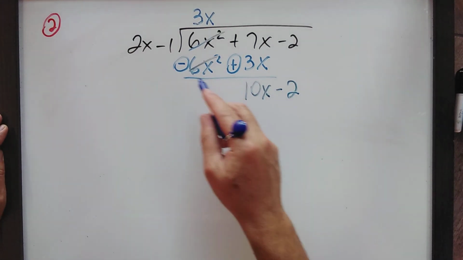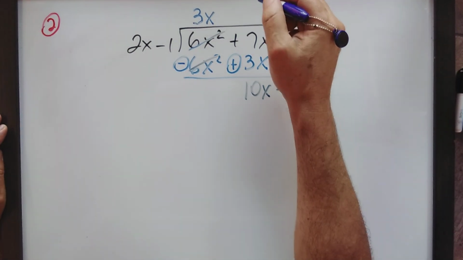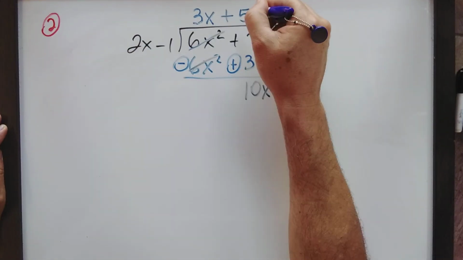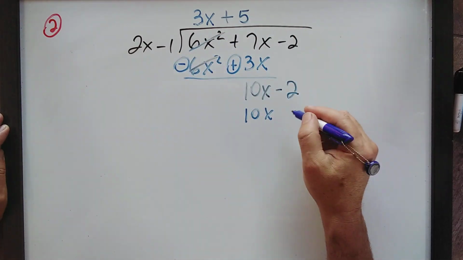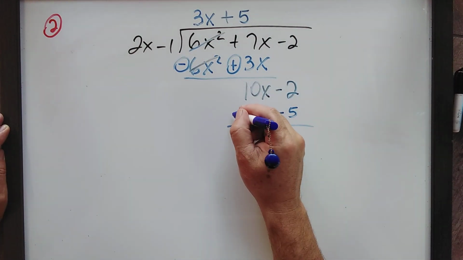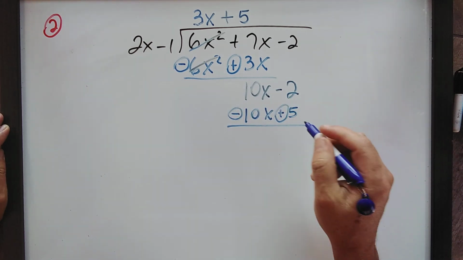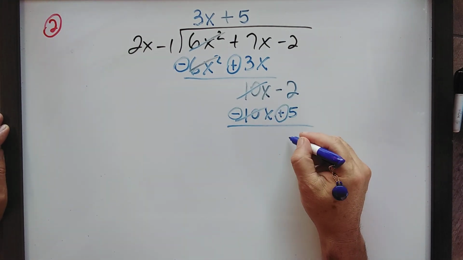Divide the first one here by the first one out there. 10x divided by 2x is 5. Just 5, right? Positive 5. 5 times 2x is 10x. 5 times negative 1 is negative 5. We change signs to the opposite. This one becomes negative, and this one positive. That's going to cancel out. Negative 2 plus 5 is 3.